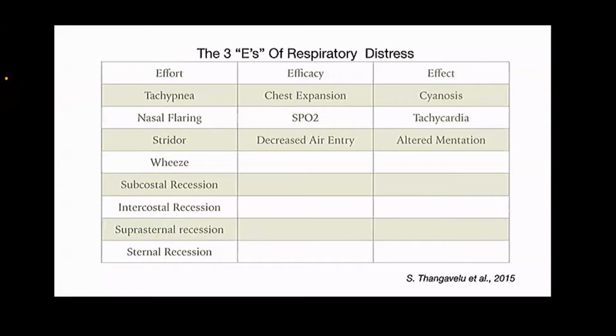So for effort, is the baby tachypnic? Is there nasal flaring, stridor, wheeze, subcostal recession or intercostal recession? Is there suprasternal recession or sternal recession? For efficacy, you want to look for chest expansion, for the saturation percentage, and also for decreased air entry. For the effect of breathing, you want to check for cyanosis, tachycardia, and or altered mentation.